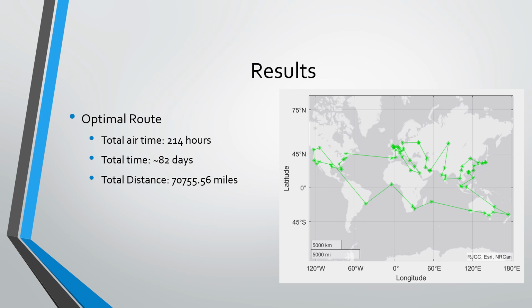The total distance is where you really save a lot. The total distance is only 70,000 miles here, where before it was almost 200,000 miles. So it's a much more efficient, much more optimal route, and for the inspector it ended up saving him a week of time, as well as the headache of flying double the time. Instead of flying 200 hours, he would actually be flying 400 hours if it was done alphabetically.